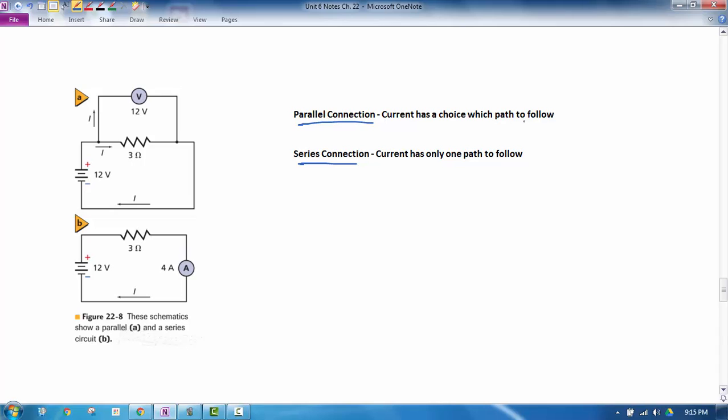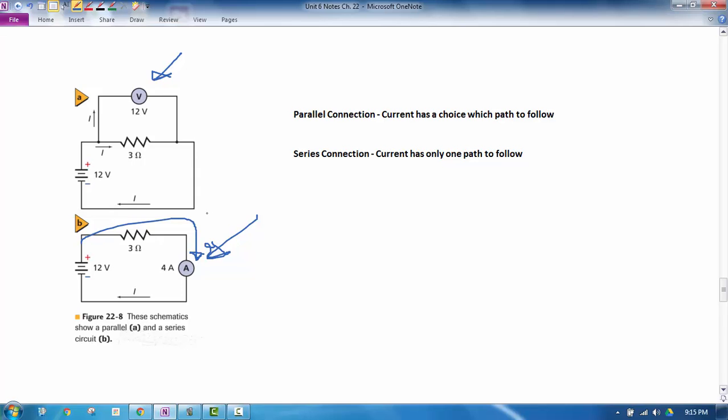So for example, in this circuit diagram here, current can choose to go through this resistor or through this voltage probe or voltmeter. In a series connection though, current only has one path to follow. So in this circuit, the current is going to have to go through this resistor and then through the current meter. And if you remember from our lab that we've done already, we always hook up the voltage probes in parallel and the current probes in series. And that's because we need all the current to go through the current probe in order to read.